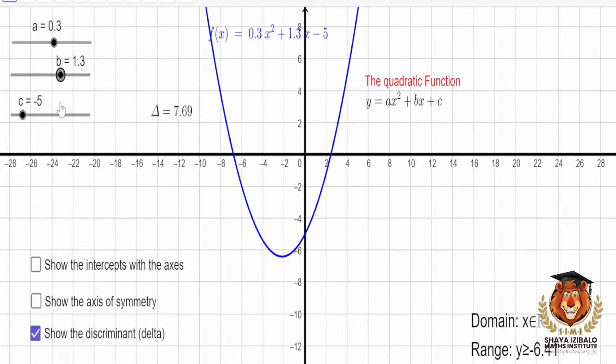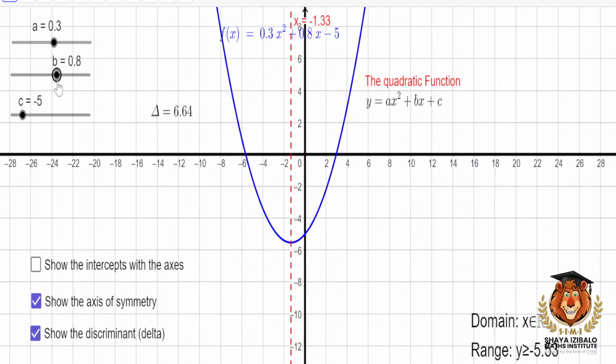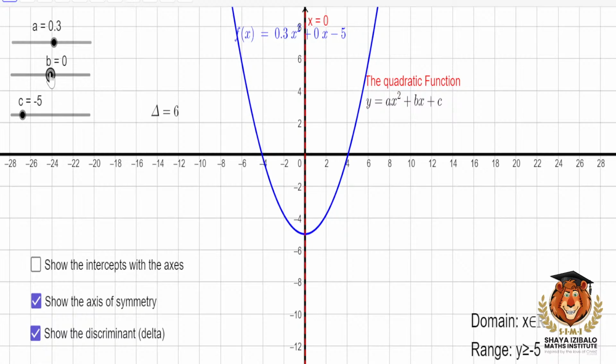But notice that if b is 0, then your axis of symmetry is 0, because remember, the axis of symmetry is negative b over 2a. At the moment, we're not really seeing the axis of symmetry. There it is. But if b is 0, then the graph is symmetrical about the y-axis.